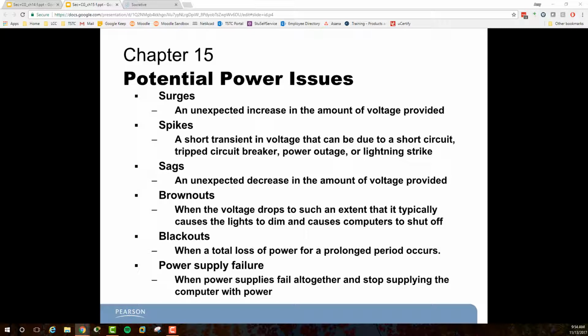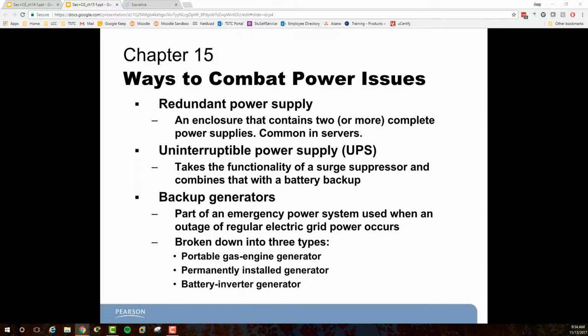A brownout is when the voltage drops to a point that the lights dim or the computer shuts off. They don't have enough electricity to function. A blackout is a complete loss of power, sometimes for days or weeks, more common in bigger cities. And a power supply failure is when the unit that is supplying power to the computer fails altogether and the computer cuts off completely. So, some ways that we can combat power issues.